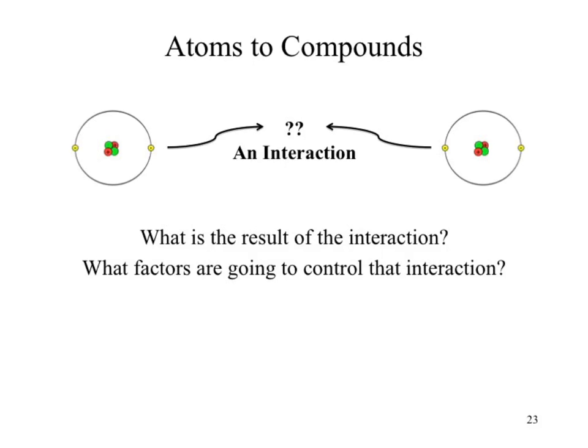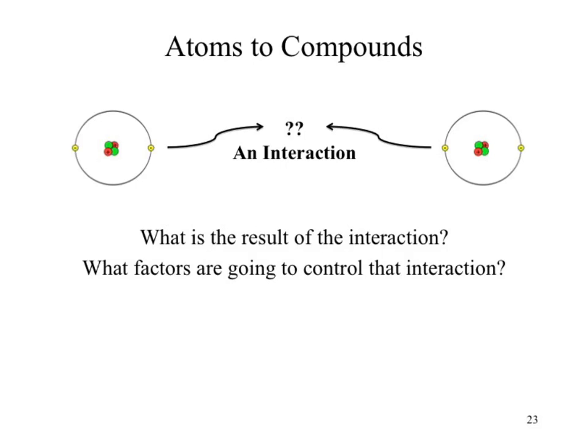Atoms to compounds. So we take two atoms, we bring them near each other, and we see something happen. What do we see happen? The electrons interact. Okay, how do they interact? They repel from each other. Do you have a different idea? Or they share each other's electrons?